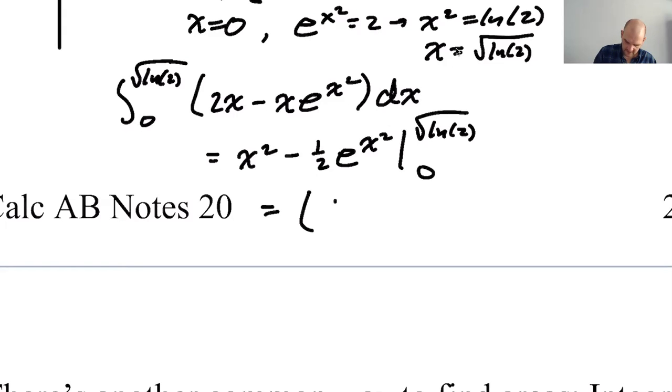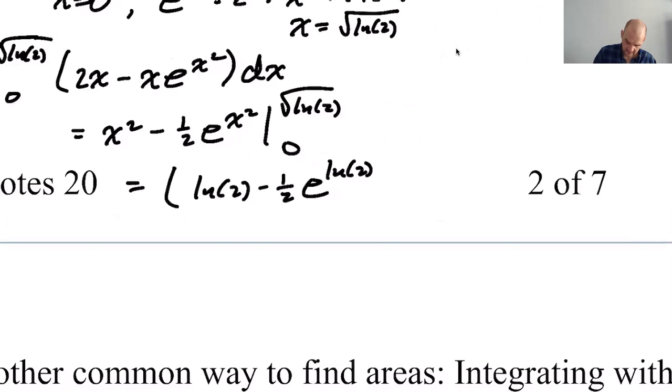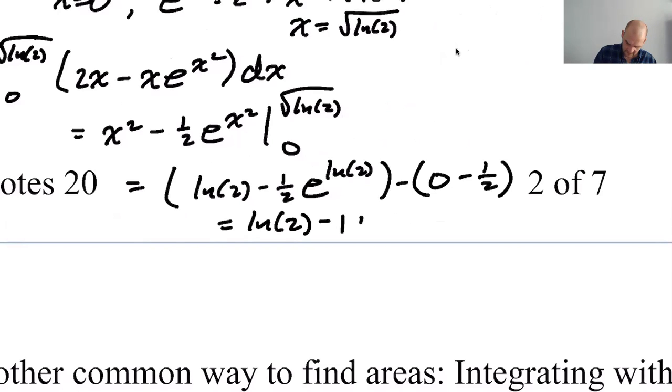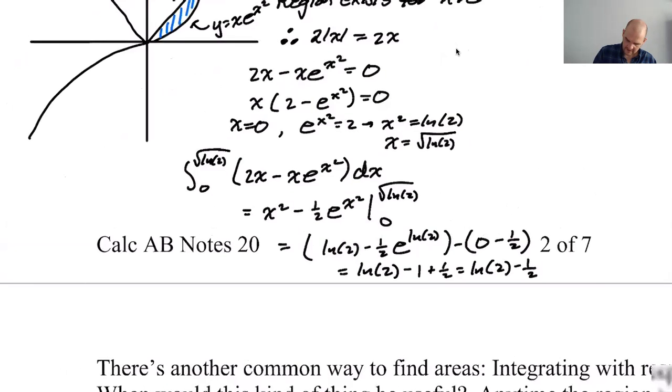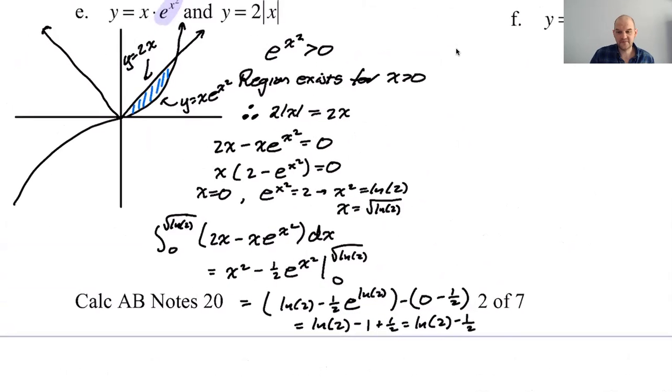So I plug in the radical thing and square it. So I get natural log of 2 minus 1/2 e to the natural log of 2. E to the natural log of 2 is just 2. Minus, plug in 0, you get 0 minus 1/2 e to the 0 is 1, so minus 1/2. So this is the natural log of 2 minus 2 times 1/2 is 1, and then plus 1/2. So you get the natural log of 2 minus 1/2. That's one for the calculator to check. I think that might be what you get.